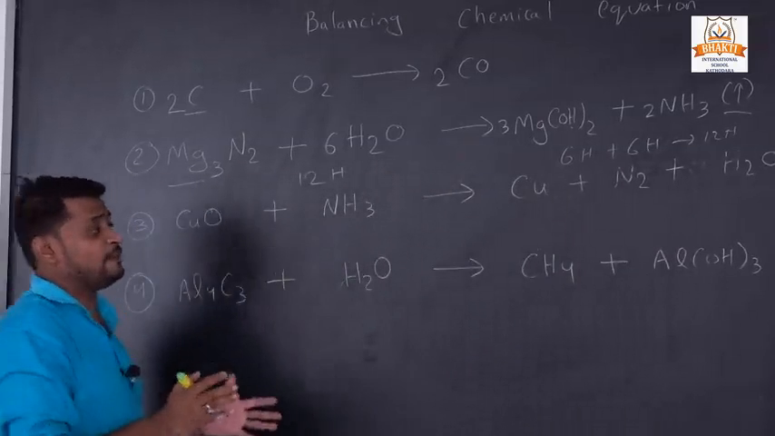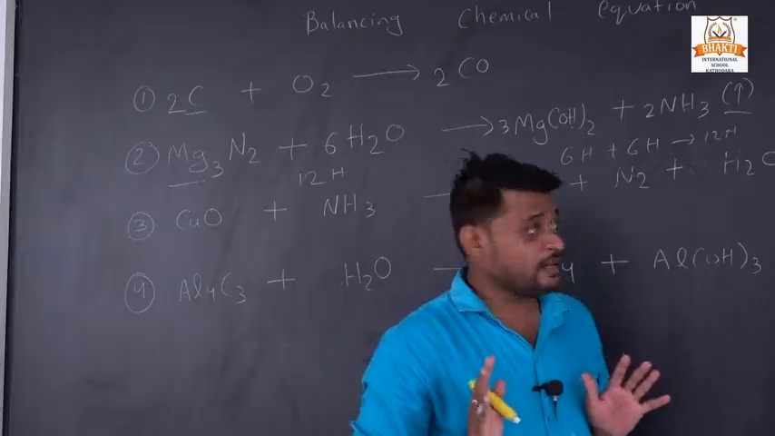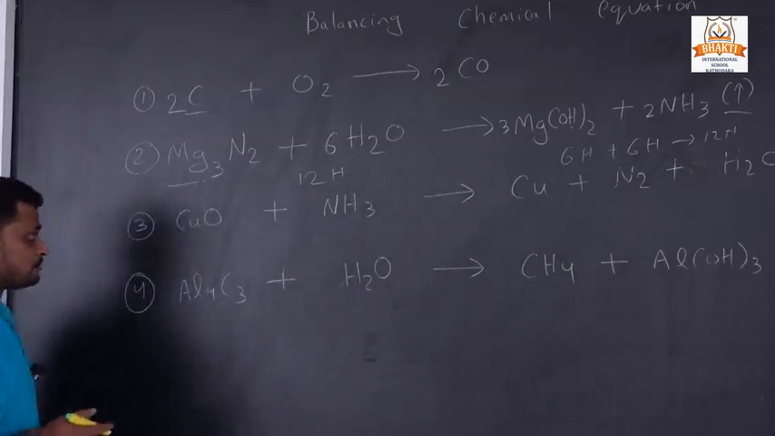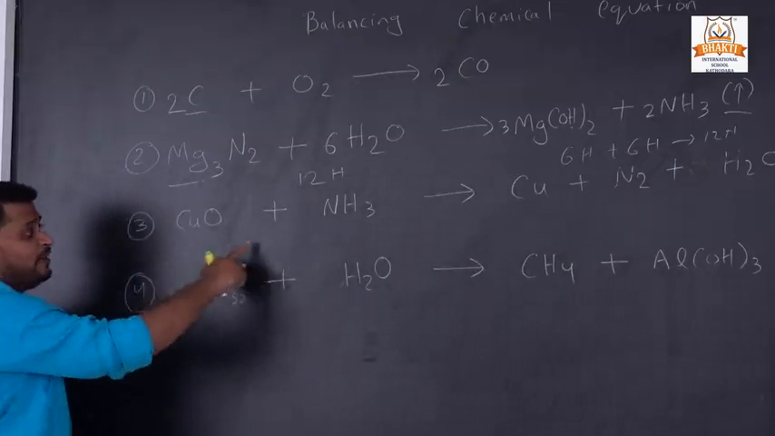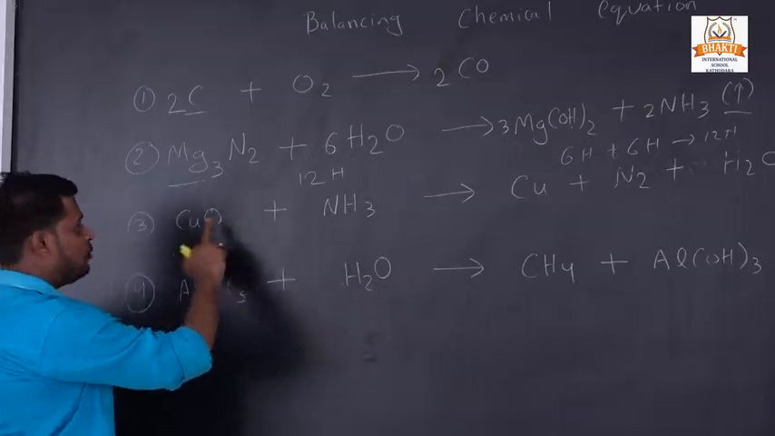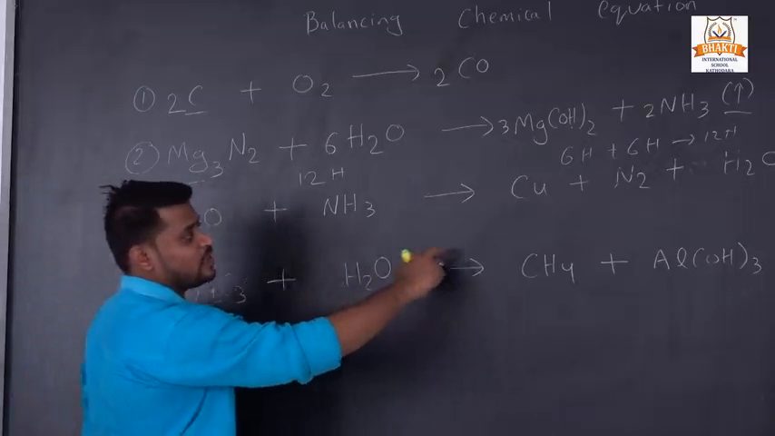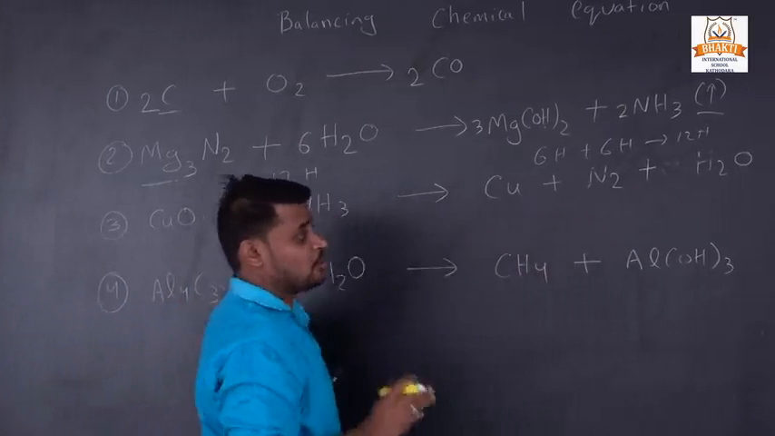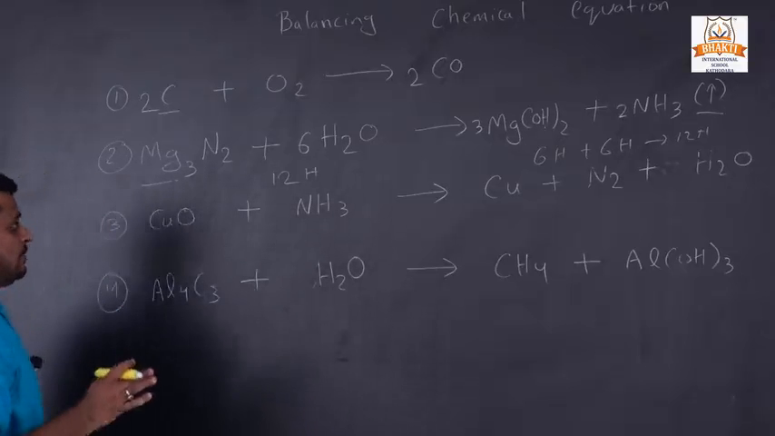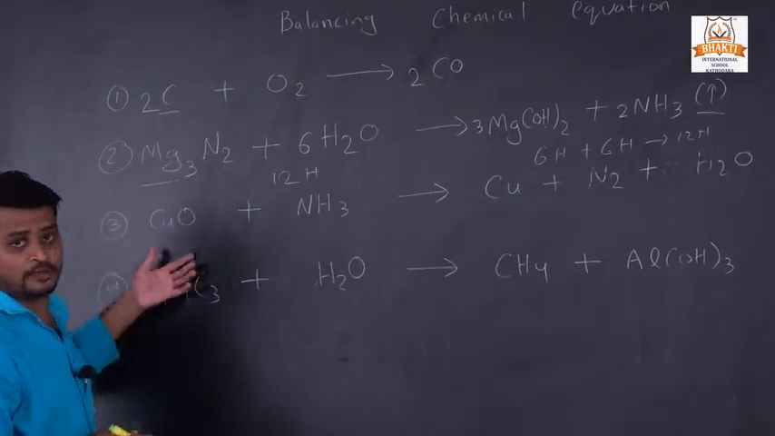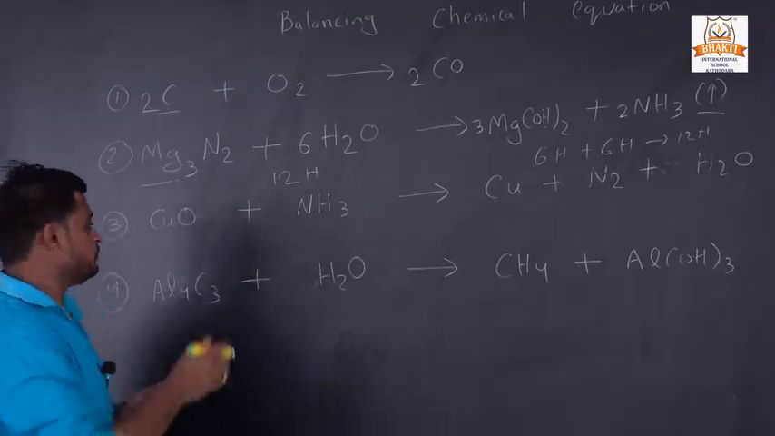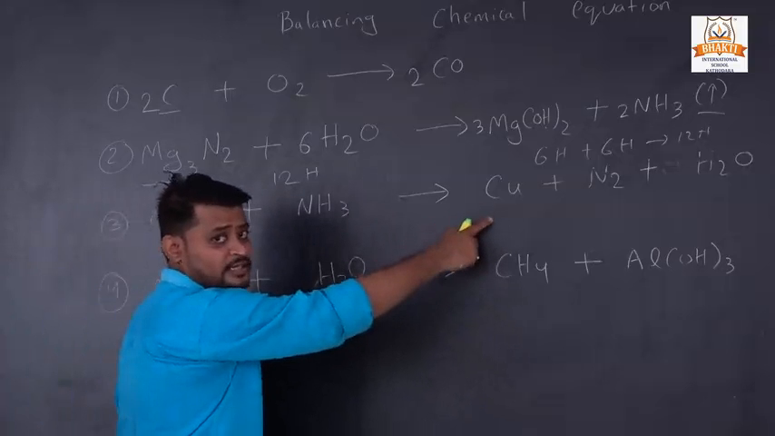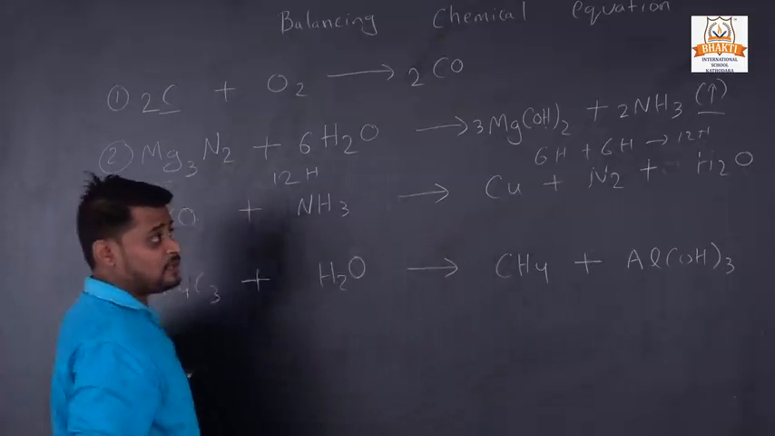So like this we will balance each and every chemical equation, with the same method. Now take another example. Copper oxide will react with ammonia. When copper oxide reacts with ammonia, it gives us copper plus nitrogen plus water. So many products will be gained. Now the same method. What is the metal here? Copper. First we will balance copper. Copper is 1 here and also 1 here. It is already balanced. Then we go to the next, non-metal.